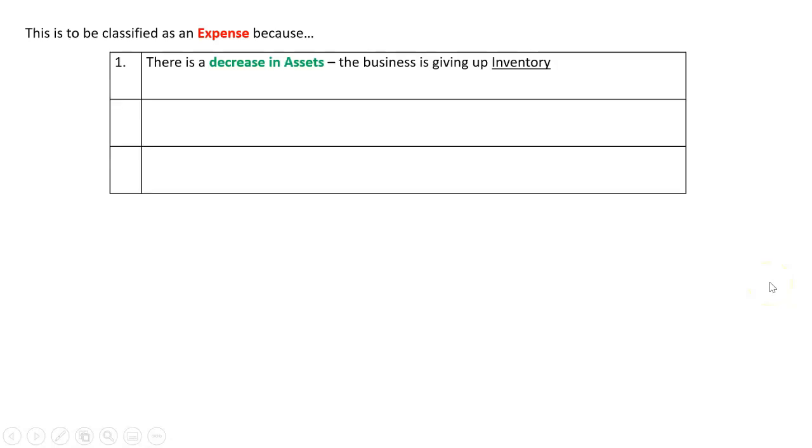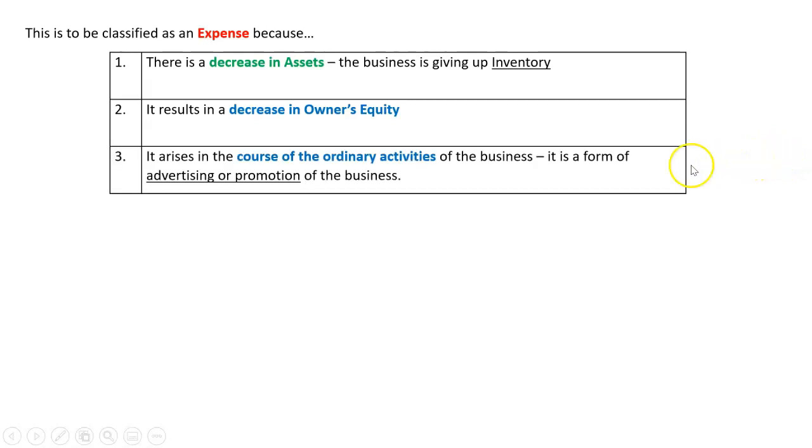The main thing here is, though, what are we doing with it? We're going to classify this as an expense. Even if we're giving it to a charity, we're going to say this is actually advertising, which is an expense like any other. Why? Well, first thing that makes it an expense is there is a decrease in assets. In this case, it's the inventory asset that'll decrease because we're giving up inventory. Secondly, it will subsequently decrease owner's equity. And thirdly, it arises in the course of the ordinary activities of the business.